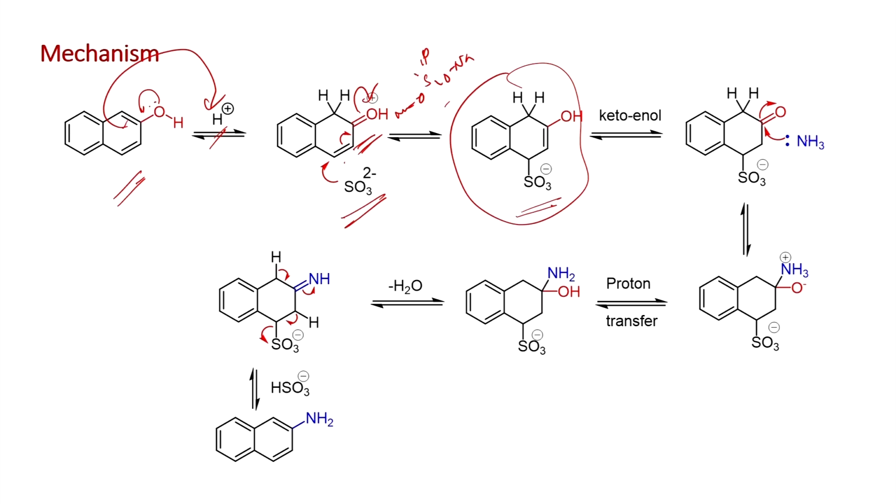Once you have this one, now this ammonia can undergo addition reaction with this carbonyl group, and you will be able to have this intermediate. Once you have this one, by proton transfer you can form this species. Now this can lose a water molecule, and you will be able to have this imine derivative, which can then convert into amine. At the same time it can also lose sulfite ion, and you will be able to get the naphthylamine derivative.